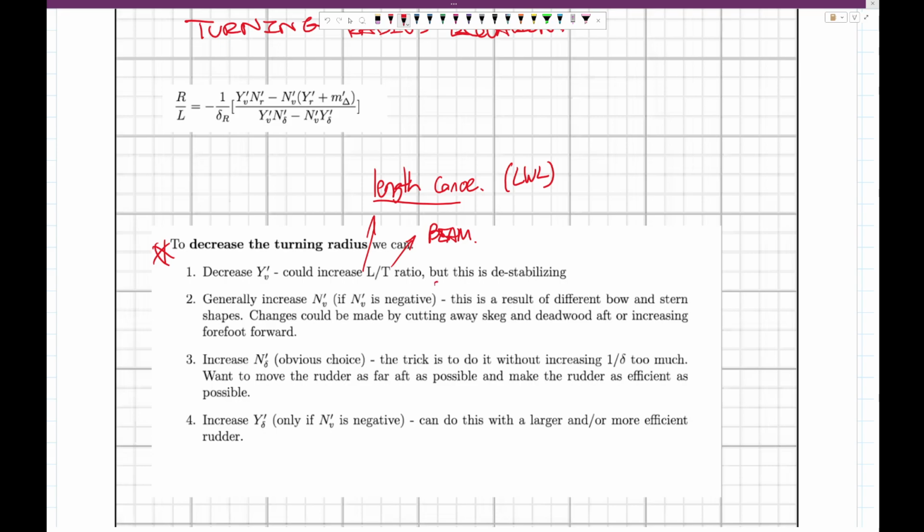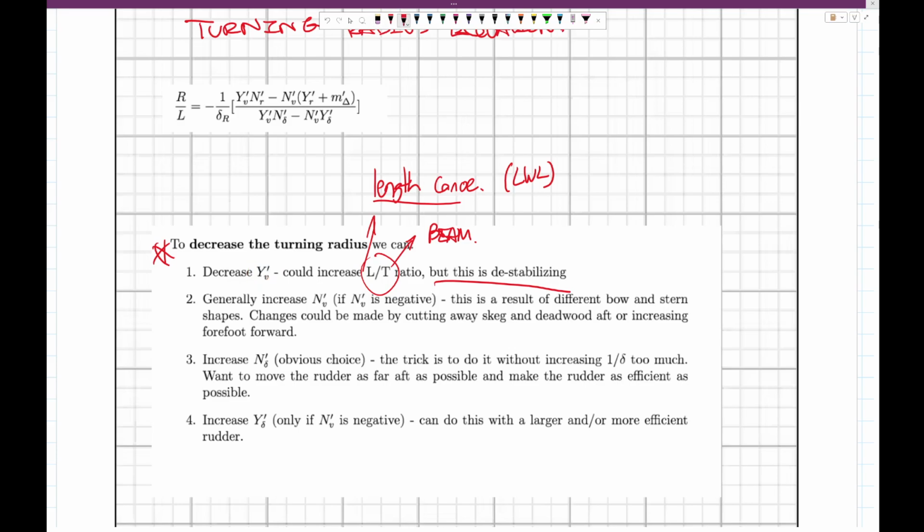But this can be destabilizing, right? How could you increase the L to T ratio if you made the beam a little bit narrower? And obviously, if you made the beam narrower, you would make your boat really unstable. Your metacentric height would obviously drop drastically. Actually, it would be a cubed value that you're decreasing your metacentric height. So not exactly recommended, but we can still decrease the Yv in different ways.